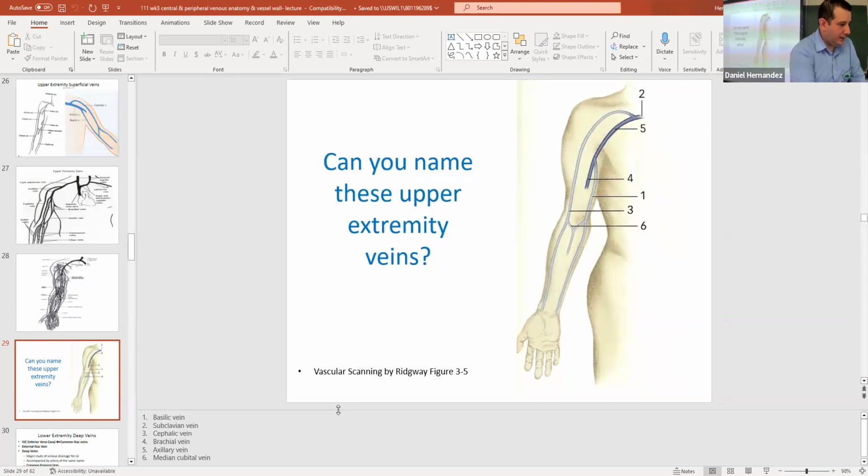If you open up the PowerPoint on D2L, you do have all these notes down here too. So you have the keys. If you open the actual PowerPoint itself, it should be there.